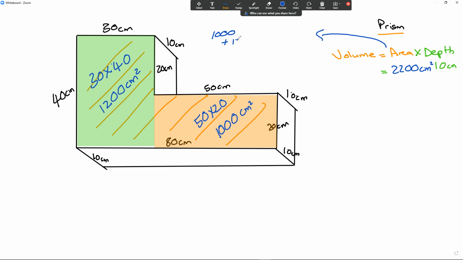So we don't need to use all the depths, right? We only need to use the depth once in our calculation for the volume, and we don't need it until we get to this formula. Now that we've got the area done, all we do is multiply it by the depth, which is 10. We get 2,200 times 10, which is 22,000 centimeters cubed.